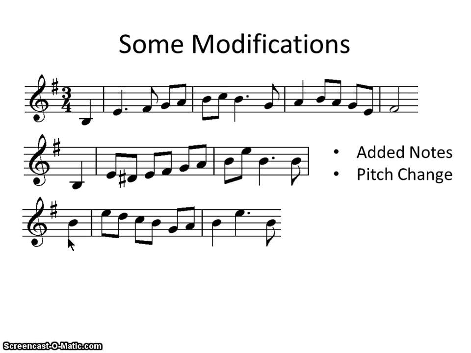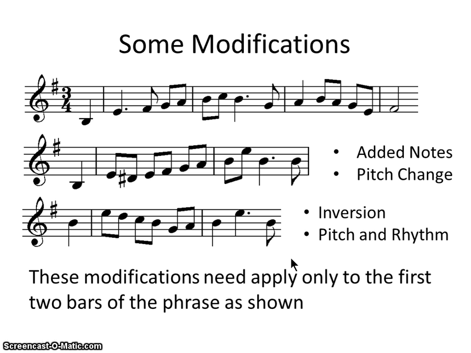Here's another suggestion which inverts the original. So instead of going from low upwards, we start high and come downwards, still using the chord of E minor underneath these first two bars. These modifications need apply only to the first two bars of the phrase, as shown.